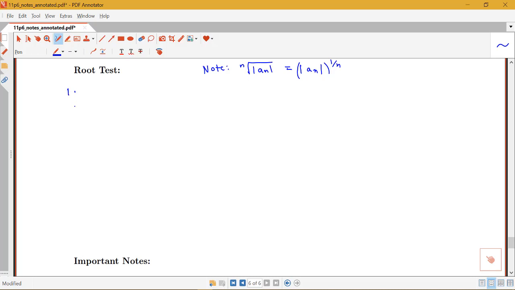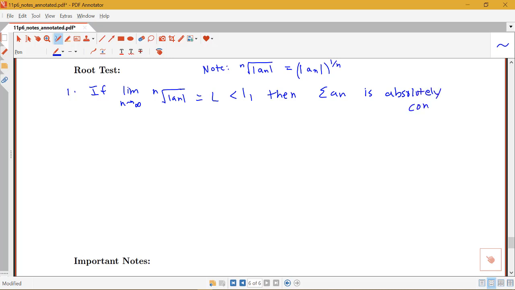So what does this test say? This test says that if the limit as n goes to infinity of the nth root of the absolute value of our terms is equal to some limit value that's less than 1, then the sum of a_n is absolutely convergent. So this is similar to our ratio test, but instead of looking at the limit of the ratio of the terms, we're looking at this limit of the nth root of the terms.